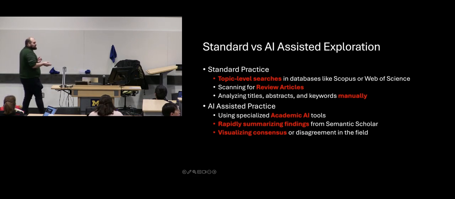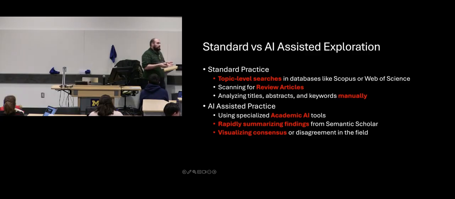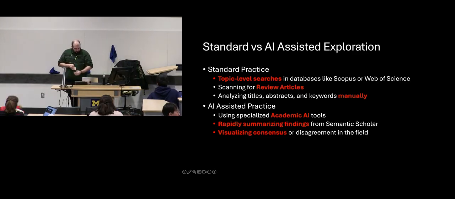With AI, we're going to use specialized tools. We are going to want the AI to summarize the findings, mainly from titles and abstracts. It's going to be getting the information. Where it gets the information will vary depending on which tool you're using, and we'll get more and more into that. And then maybe we want to visualize some sort of consensus or disagreements in the field.